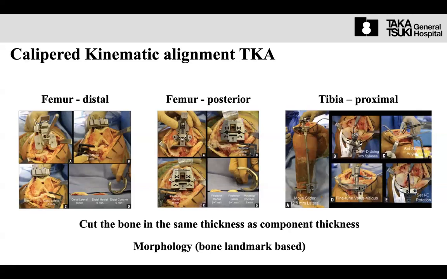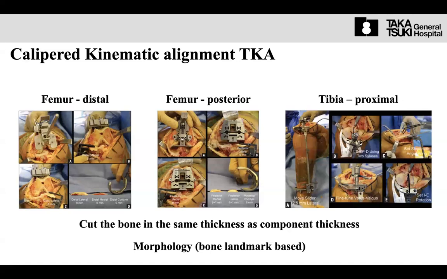In most components, the distal thickness is 9 millimeter and the posterior thickness is 9 millimeter. But one component has 8 millimeter of posterior condyle. It doesn't matter, we can adjust it. Anyway, we put the paddle on the distal end of the articular surface.